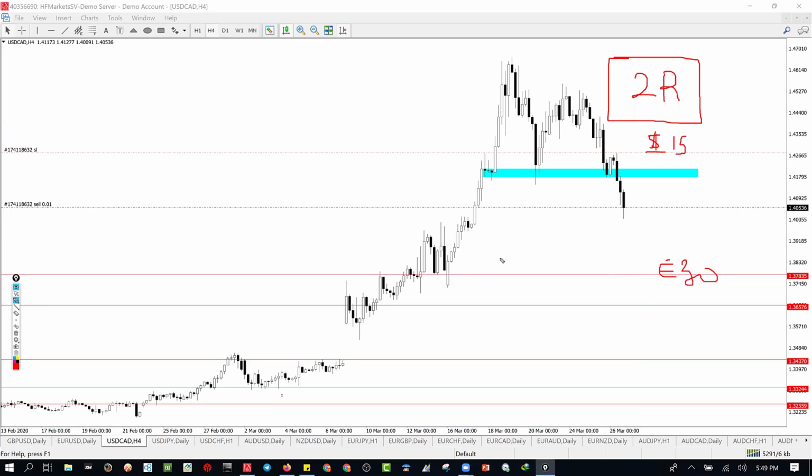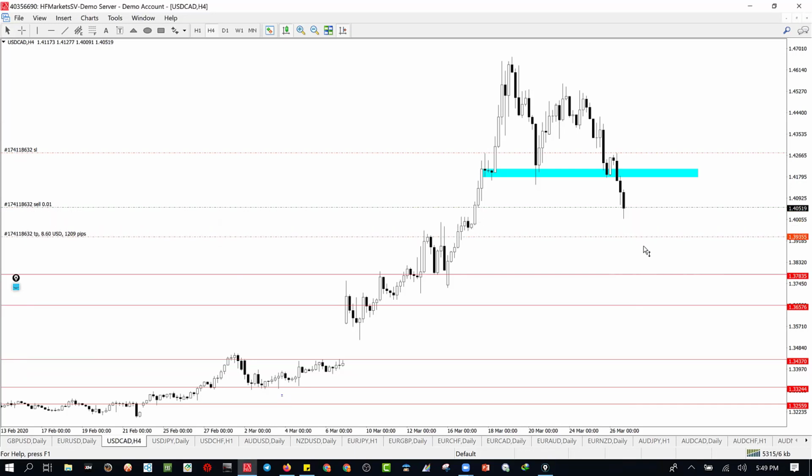So now we can calculate this. What you need to do is move your take profit from this region. Now I'm going to move my take profit to 30. Okay, this 30. See right here now, I'm risking $15 where I'm targeting $30.